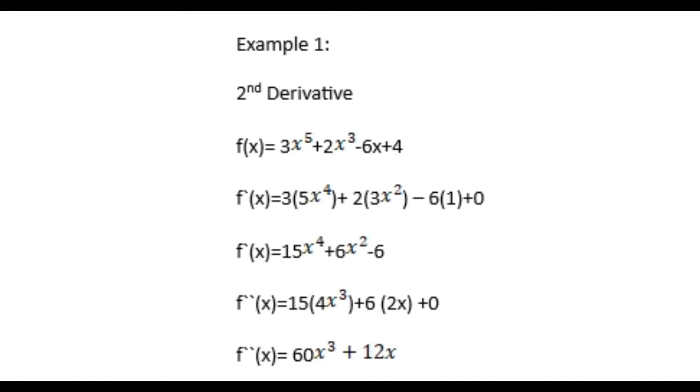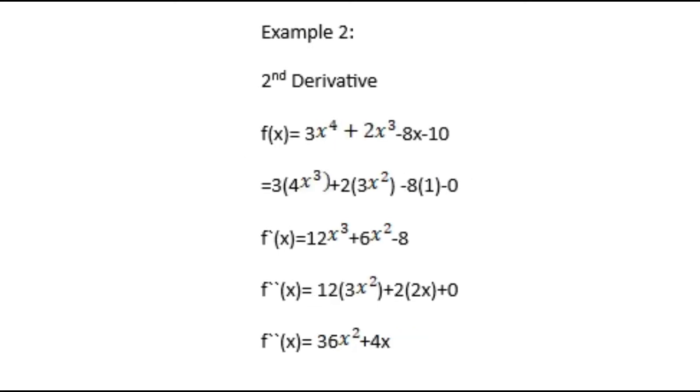The second derivative: let's derive again. f double prime of x equals 15 times 4x to the power of 3 plus 6 times 2x plus 0. And the second derivative is 60x cubed plus 12x. Find the second derivative of f of x equals 3x to the power of 4 plus 2x cubed minus 8x minus 10.